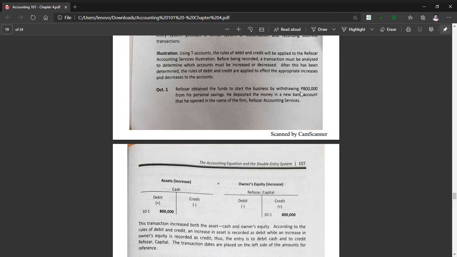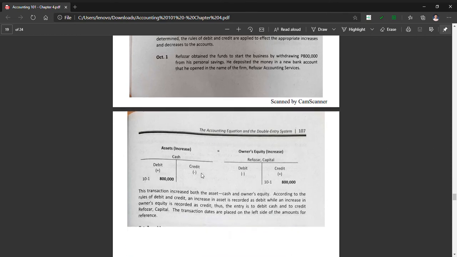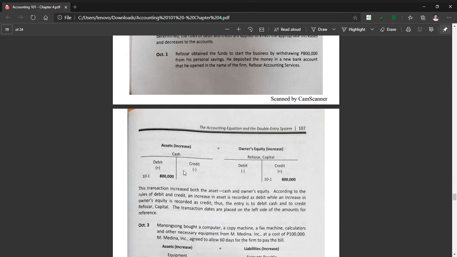So we will be increasing cash kasi nga naka-receive ang business ng cash for 800,000. Okay? We will also be increasing Reposer capital because the investment increases the ownership of Reposer in the business. Okay, so we will be increasing cash and Reposer capital. So take note that an increase in cash is represented by putting the amount in the left side or in the debit side. Kasi nga yung cash is your asset.